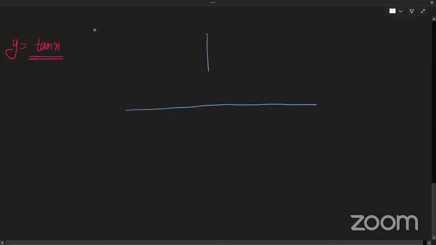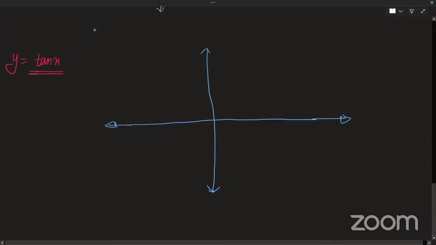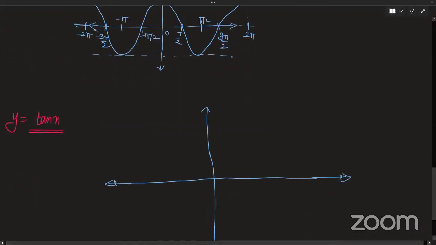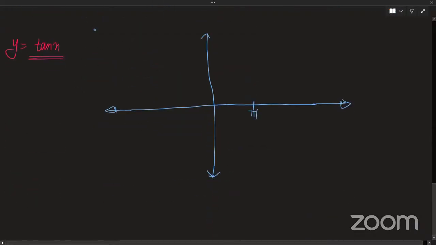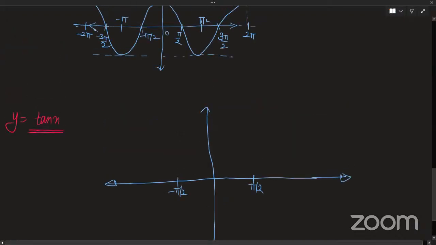ठीक है. I'm just trying to make a freehand curve. No need to worry about accuracy. I'm trying to make it to scale as much as possible. This is pi by 2. This is minus pi by 2. Obviously, it will pass through this.